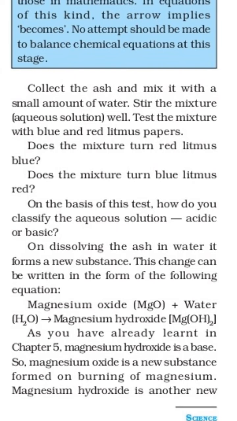I want to mention here, blue litmus paper turns red in acidic conditions, and red litmus paper turns blue in basic conditions. When we put that powdery ash material into the water and mix it properly, and test with the red litmus paper, it turns blue. That's why we can say this solution is basic in nature. On the basis of this test, how do you classify the aqueous solution?